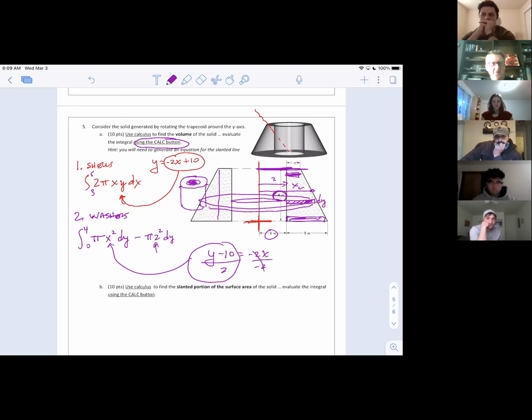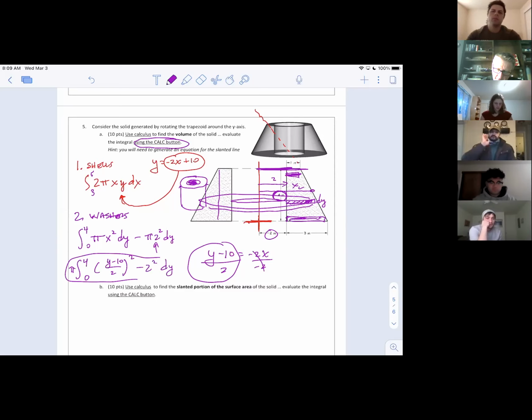A lot of you started doing a little bit, but what I'm saying on this question is the best thing you could have done here is just write out 4 to 0. Maybe you pull the pi out front and you have y minus 10 over 2, which you don't even bother to simplify, squared, minus 2 squared dy. Done. Throw that in my calculator, or Desmos. Desmos is a little easier to type that kind of thing in. Done.